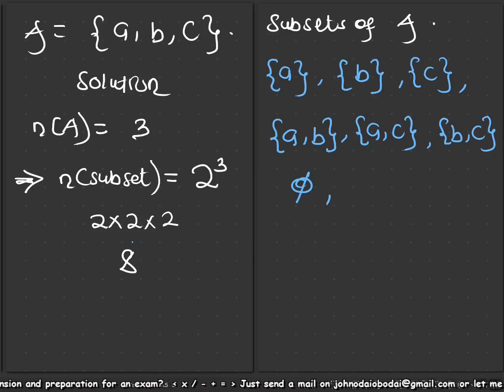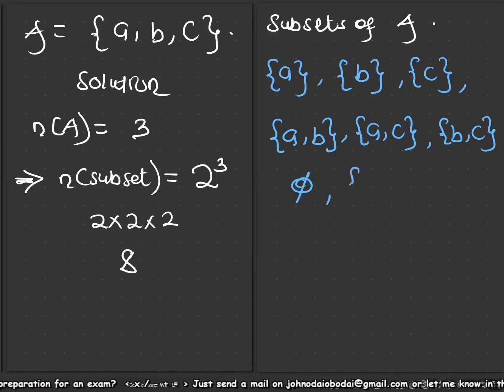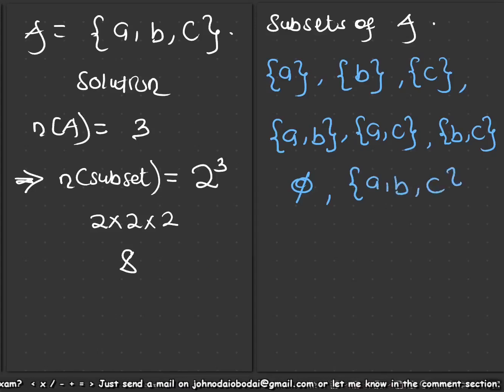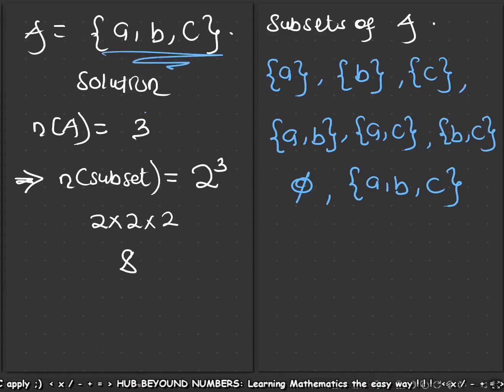So we look at another one, which is the set itself. That principle also says every set is a subset of itself. Every set is a subset of what? Itself. So with this now, we have gotten what? 1, 2, 3, 4, 5, 6, 7, 8. We have just listed them out. You see, so these are all the subsets of set A.